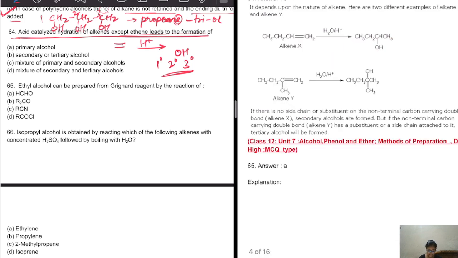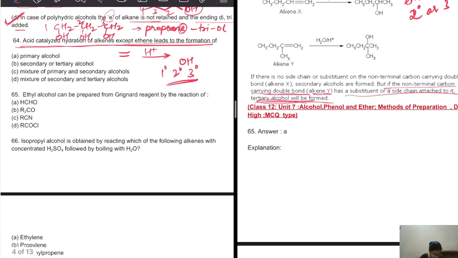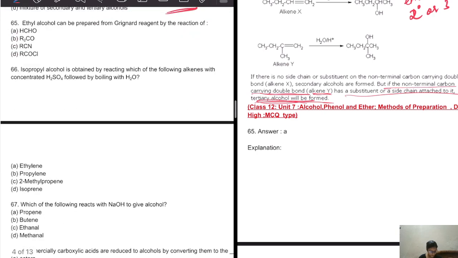So what is the answer? It is either primary, secondary or tertiary. Primary is not formed because what we see is the non-terminal carbon carrying the double bond. For example, in alkene Y has a substituent attached. Tertiary alcohol will be formed because the carbocation will rearrange itself. So the correct answer would be secondary or tertiary. Now let's see the next question.